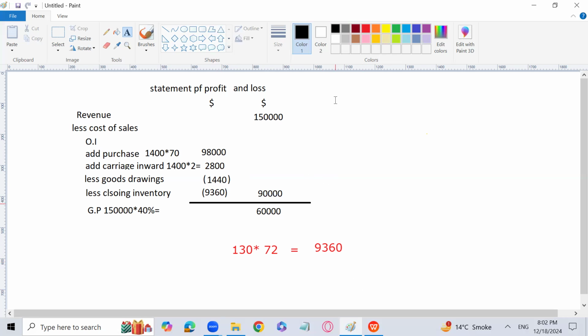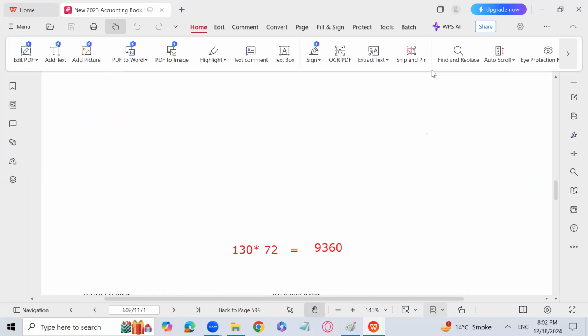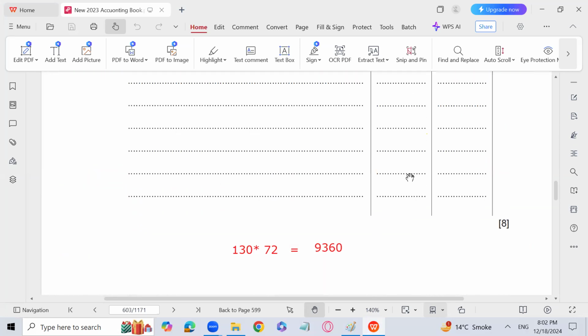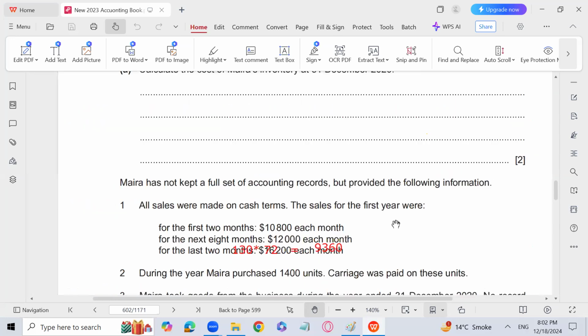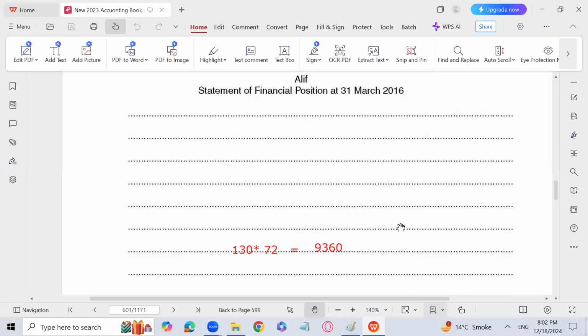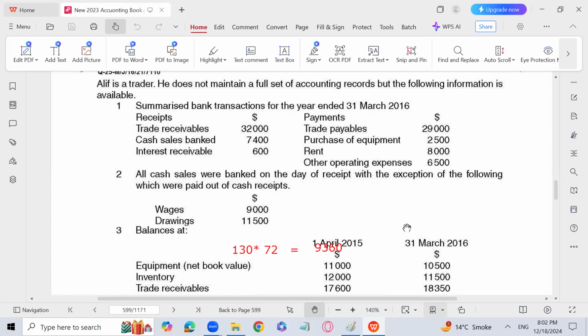But remember that any amount can be a missing figure. Closing inventory can be a missing figure, purchases can be a missing figure through this question. So both are a possibility. So we have done with the income statement. Now let's see. Okay, this is the 8 marks. It's a part of a question, February, March 21, 23. And we have solved that portion quite easily.